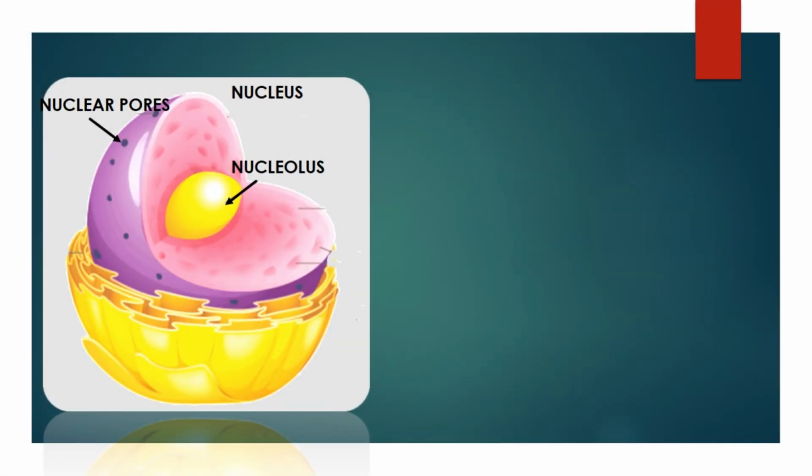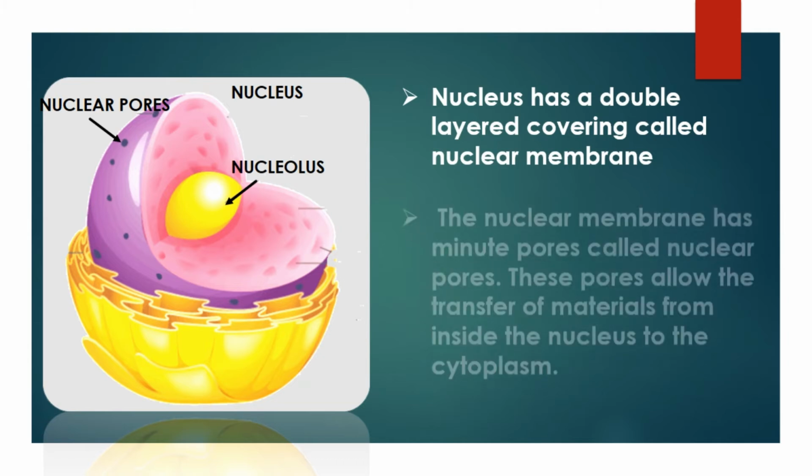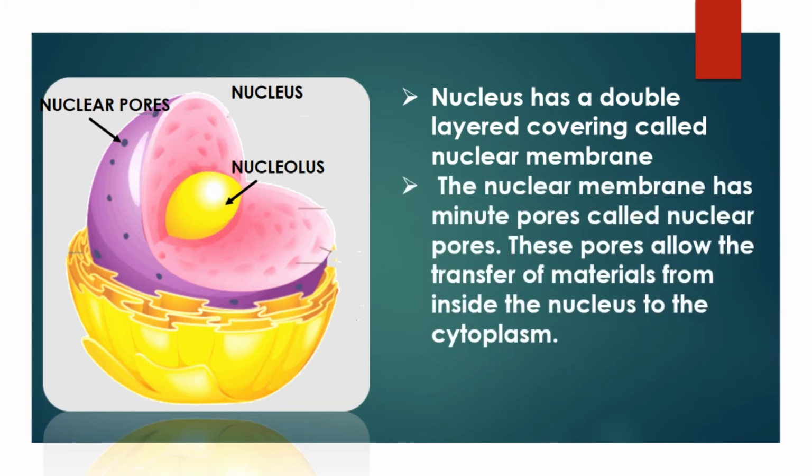Now let's study more about the structure of nucleus. Nucleus is separated from the cytoplasm by a double-layered membrane called nuclear membrane. In eukaryotic cells, a nuclear membrane separates the nucleus from the cytoplasm. Nucleus has a double-layered covering which is called nuclear membrane. Nuclear membrane has minute pores. These pores are called nuclear pores.